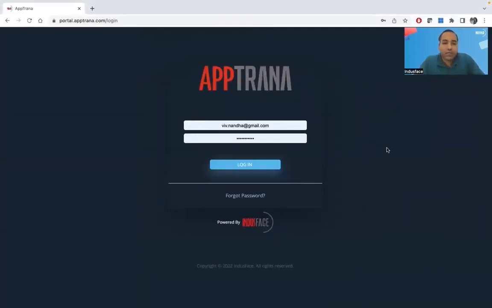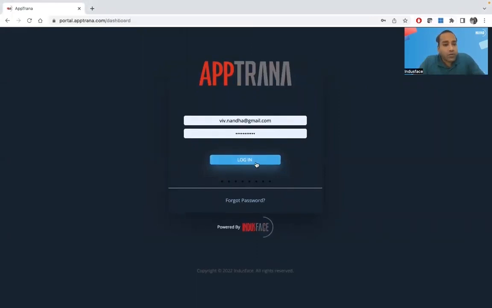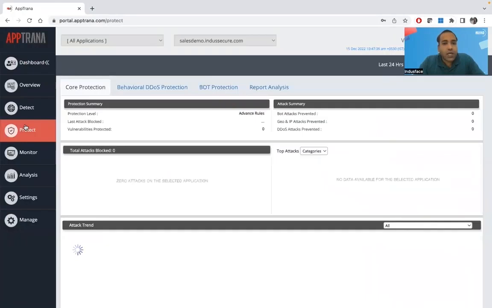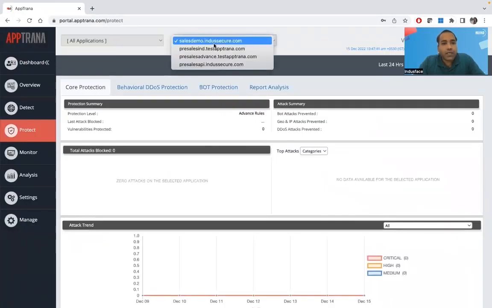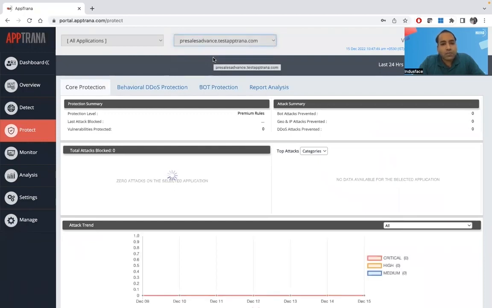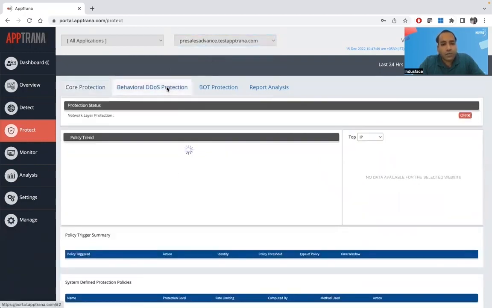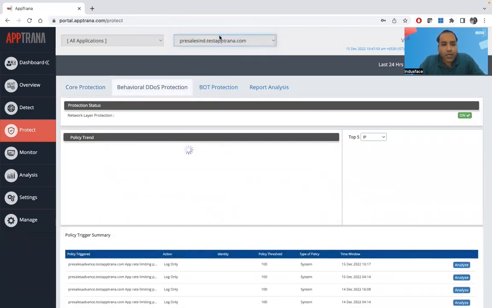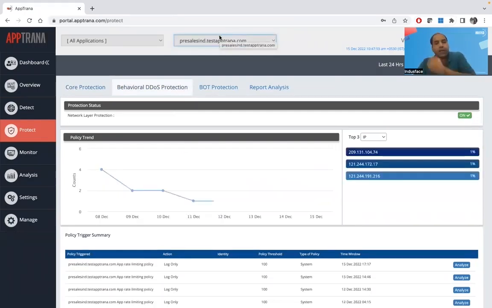This is our client portal. I'm not going to go into the details of the portal, but this is how the entire portal works. This is one of the sites that is protected by AppTrana.